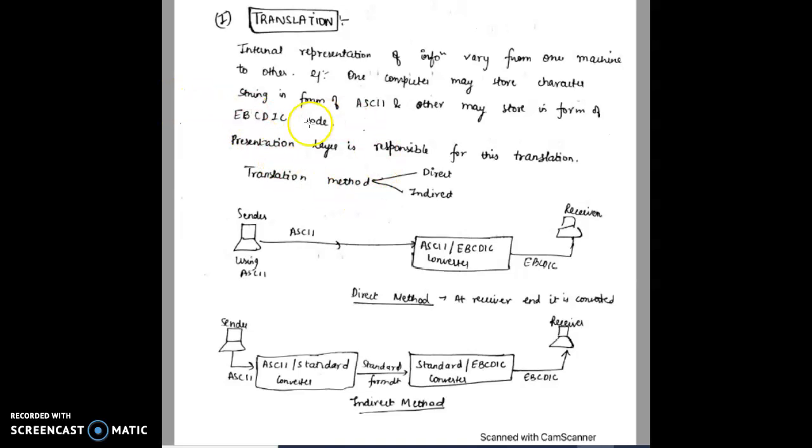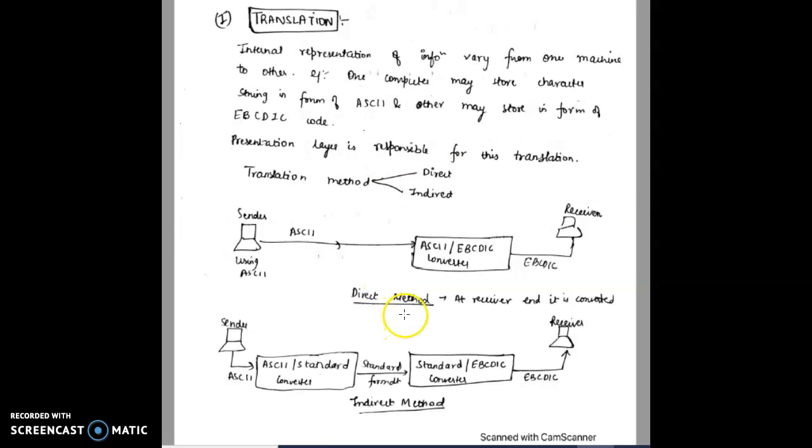For example, if one of the machines is using ASCII to store the information, the other can be using EBCDIC code. So there is a need of a translator to convert this ASCII into the language which is being understood by the receiver. Translation methods are basically of two types, direct and indirect.